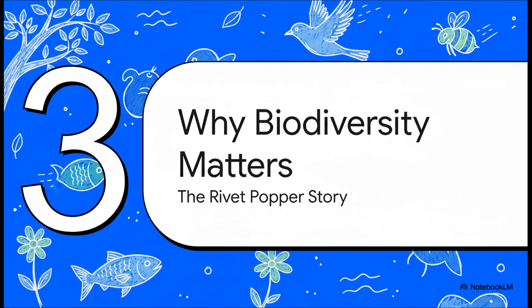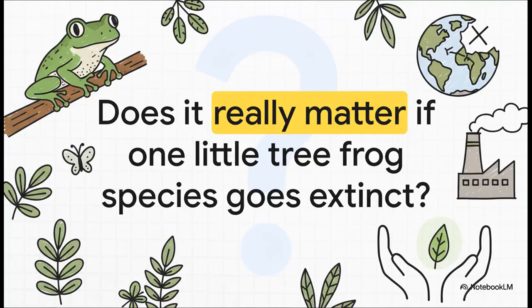Okay, millions of species, we get it. But so what? Why should you and I really care? I mean, does it really matter if a few of them disappear? Well, let's understand this with a very simple but powerful story. Yeah, really think about it. There are just so many different kinds of frogs out there. If one tiny little tree frog species goes extinct, will anyone even notice? Does it actually make a difference?